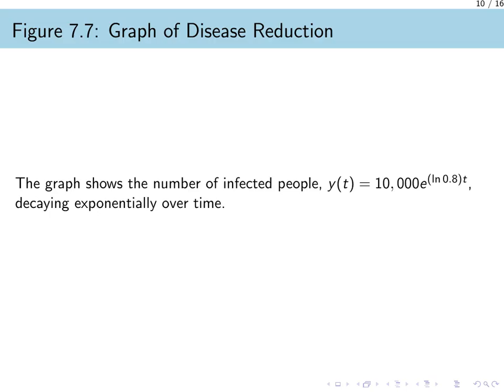The number of cases falls most rapidly when the infection is widespread, and the rate of recovery slows as fewer people remain sick. For instance, we can see the point where the cases drop to 1,000, which our calculation showed takes just over 10 years. The main takeaway is that this curve shows a process where the rate of change is always proportional to the current amount.